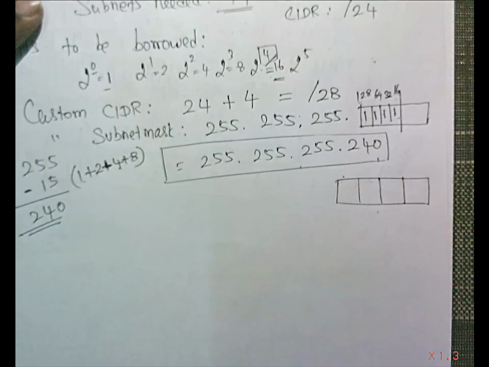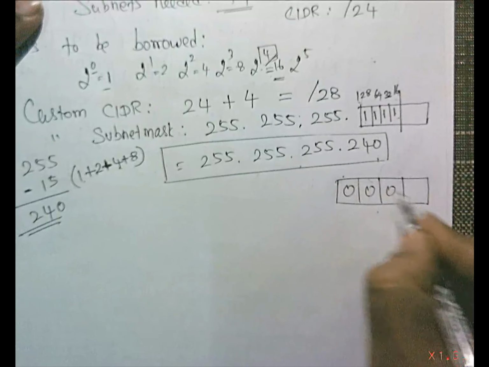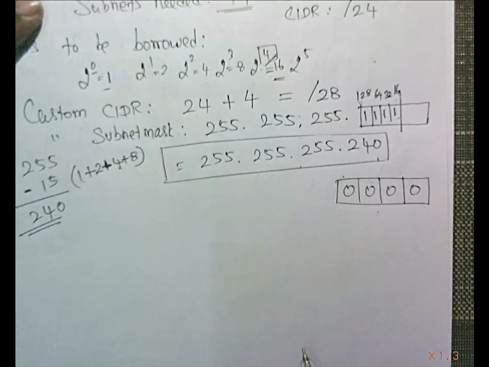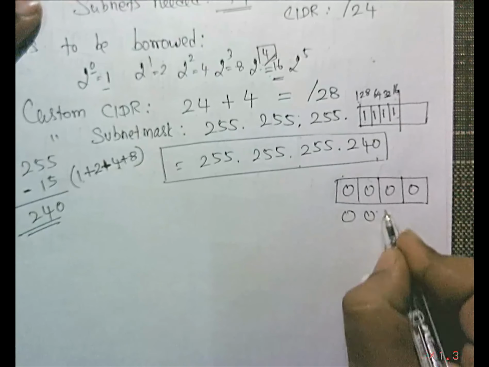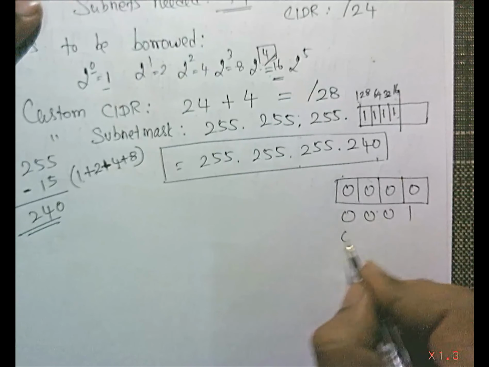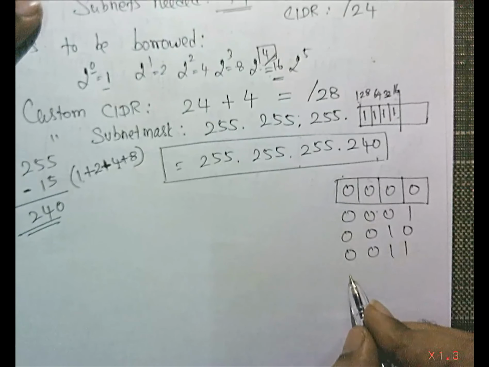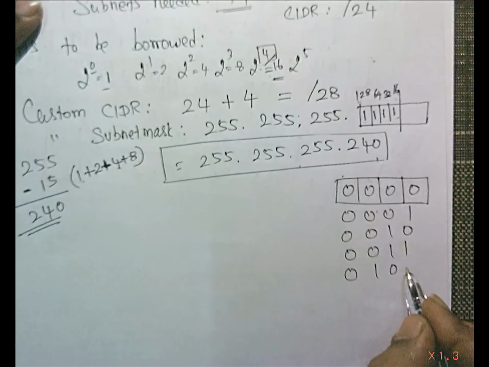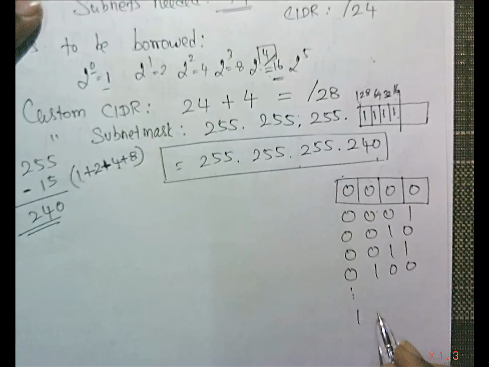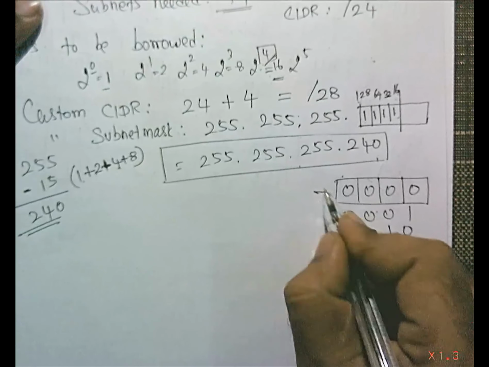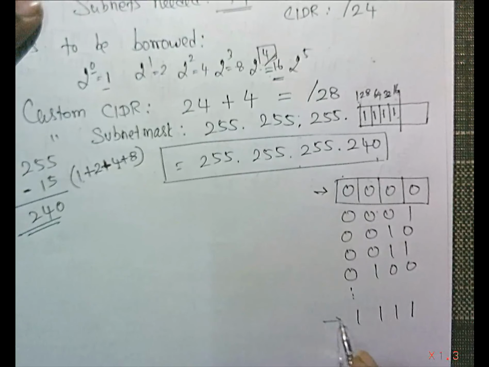4 bits we borrowed. So 0000, this is the first subnet, that means subnet ID 1, 0001. Okay, so 0010, 0011, it keeps on going like this. So the last value will be 1111. Okay, so this is the first subnet ID, and this is going to be the last subnet ID.